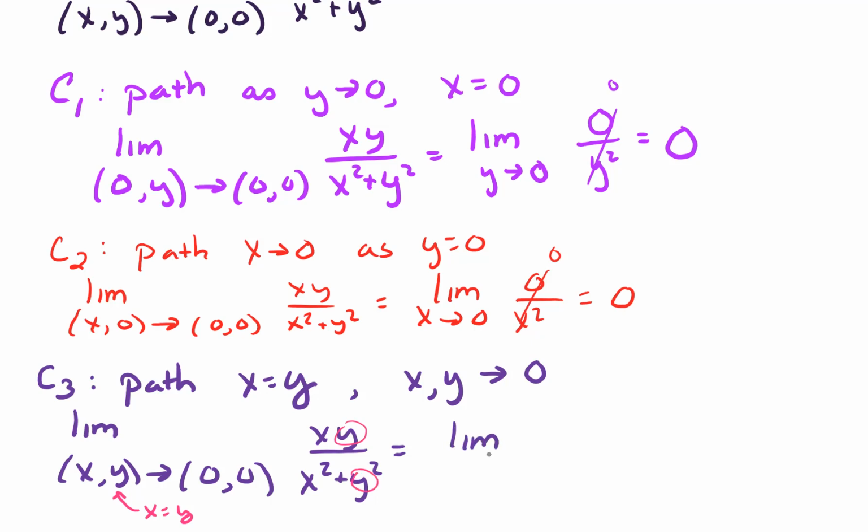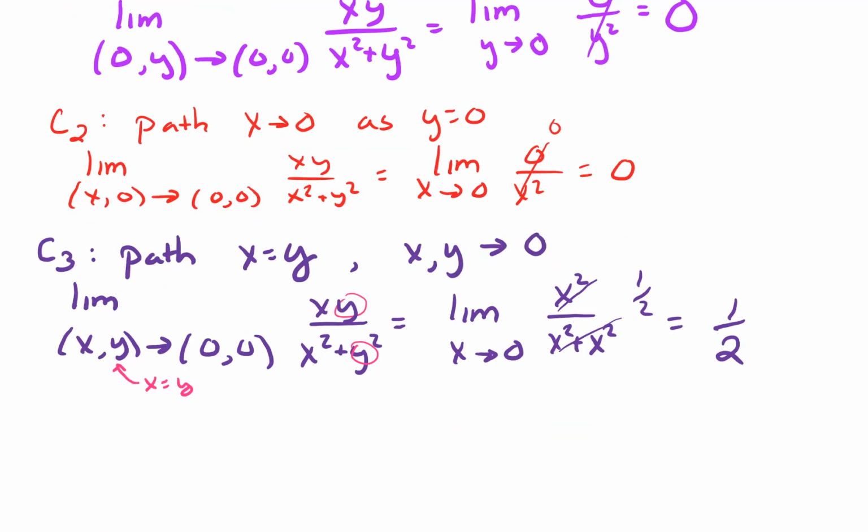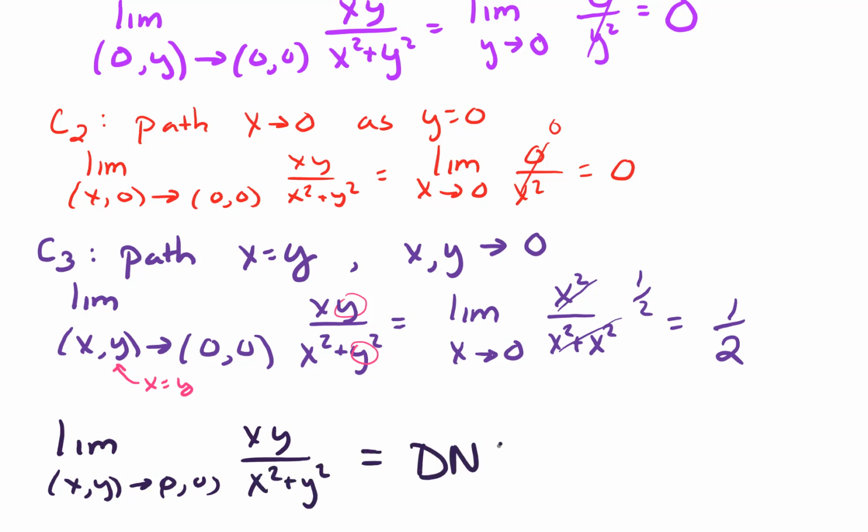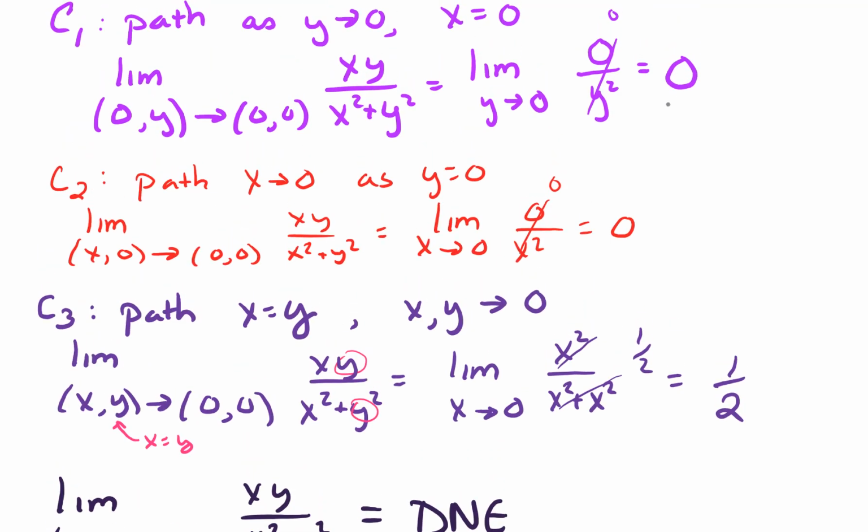So this is just going to be the limit as x goes to 0, in the numerator x squared, and in the denominator x squared plus x squared. Let's see, that's x squared over 2x squared, so that cancels to be a 1/2. And the limit as x goes to 0 of a constant 1/2 turns out to be just 1/2. So what do we conclude? We can conclude that the limit as (x, y) goes to (0, 0) of xy over (x squared plus y squared) does not exist. If we come in along certain paths like C1 and C2, we get the same value, but if we come in on a different path, we get 1/2.